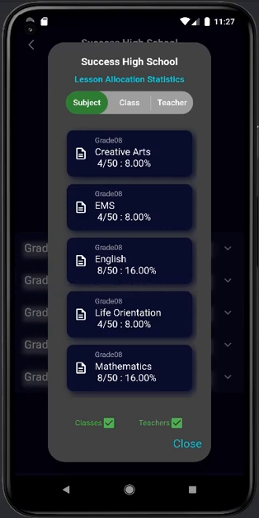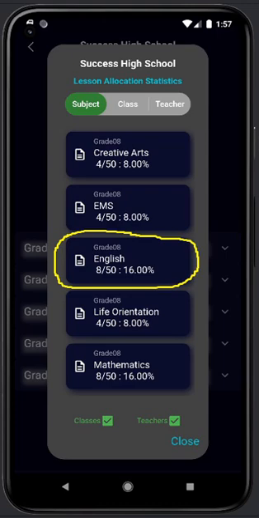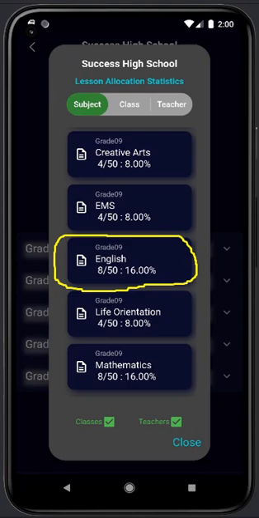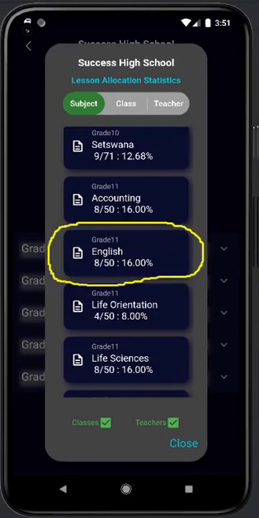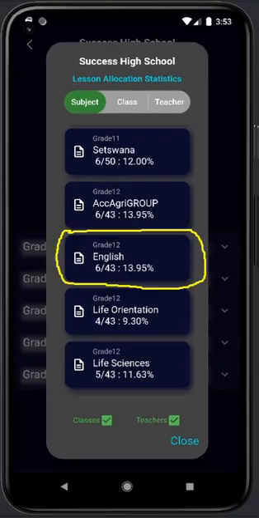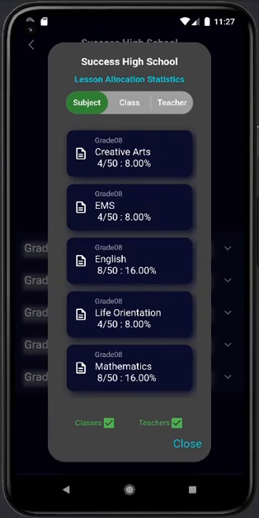This subject section enables school management to ensure that they align and comply with the percentage lessons for each subject in each grade, as prescribed by the Ministry of Education. For instance, the English subject constitutes 16% of the 50 lessons in grade 8, and 16% of the 50 lessons in grade 9, and 16.9% of the 71 lessons in grade 10, and 16% of the 50 lessons in grade 11, and finally 14% of the 43 lessons in grade 12. That is how the directive of the Ministry of Education can be enforced.